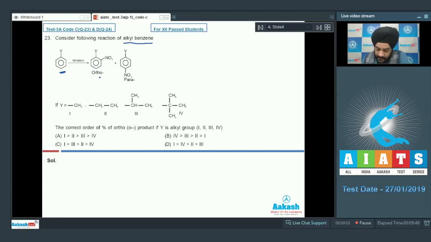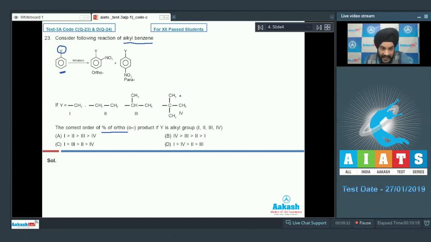So we have the products in which the nitration takes place at the ortho and the para position. And regarding these groups, the examiner tells us that Y can be any one of these given alkyl groups, and he is interested in the correct percentage of ortho product which is formed if the alkyl group on the benzene ring is changed accordingly. So students, if we talk about the alkyl groups which are given to us, we can clearly see that as we move from 1 to 4, the bulkiness of the attached group on the benzene ring increases.